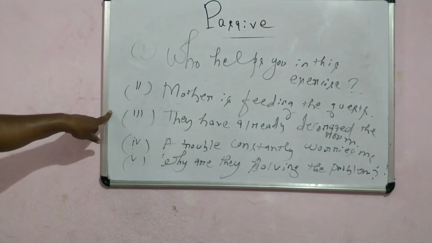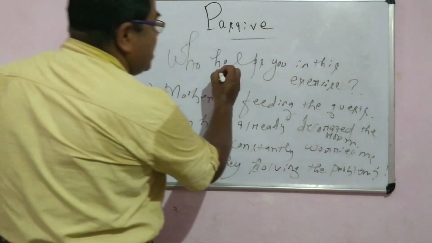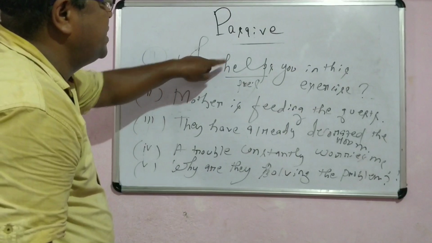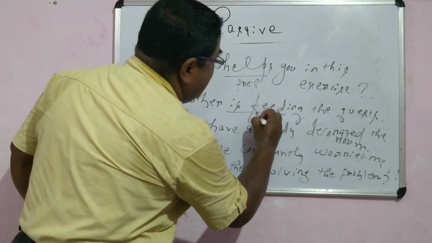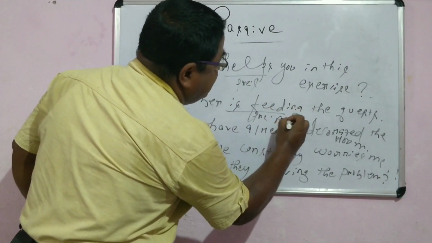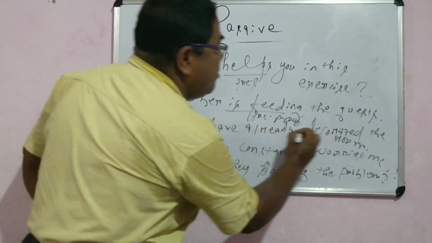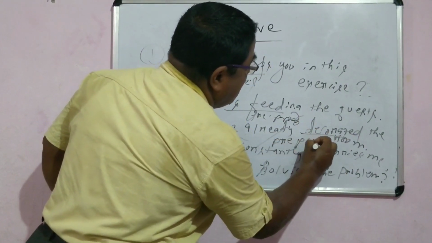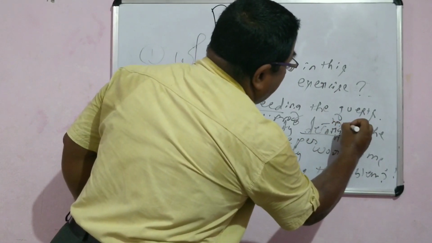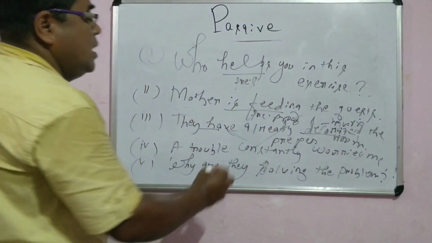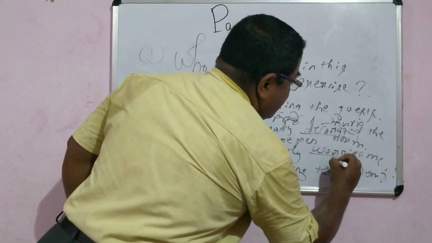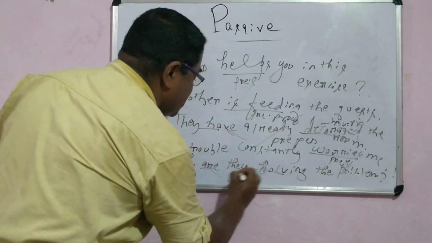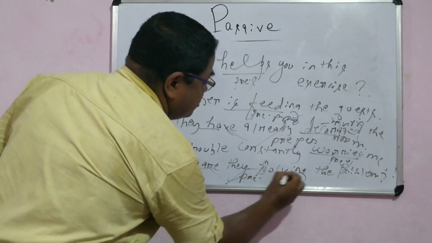These are the five questions. Helps is the present simple. For your understanding, please underline: helps is the present simple. Is feeding is the present progressive because we have the ing. Similarly, have decorated is the present perfect, and decorated is the main verb, equal to PP. Worries is the present simple. Then are solving is the present progressive because we have the ing.